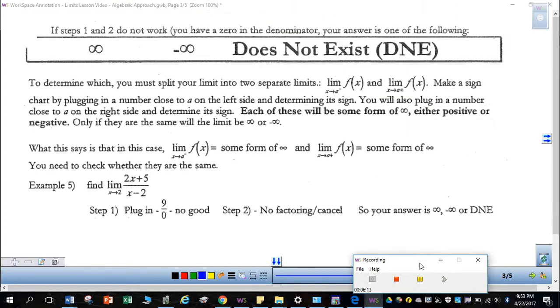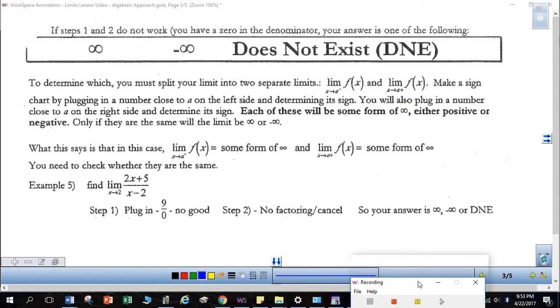Now we're going to talk about that third situation. So if steps 1 and 2 do not work, meaning that you have a 0 in the denominator, your answer is going to be one of the following. It will be positive infinity, negative infinity, or does not exist. To determine which, you must split your limit into two separate limits. The limit as x approaches a from the left side and the limit as x approaches a from the right side.